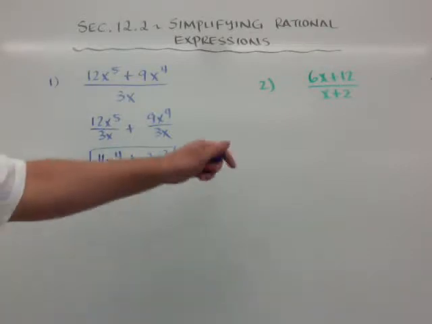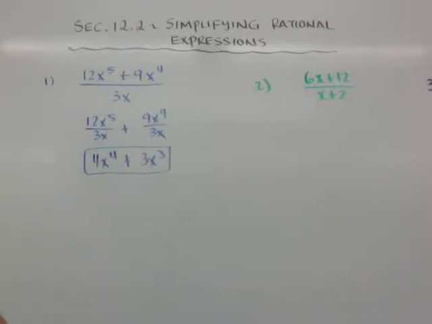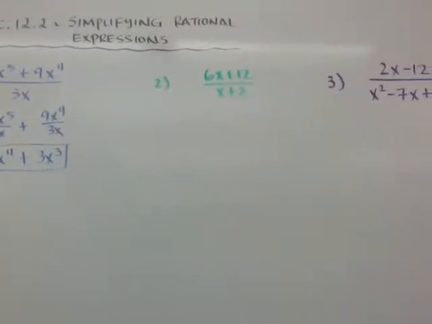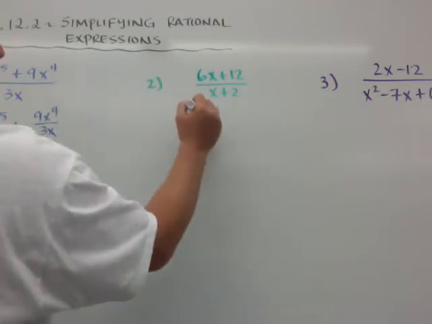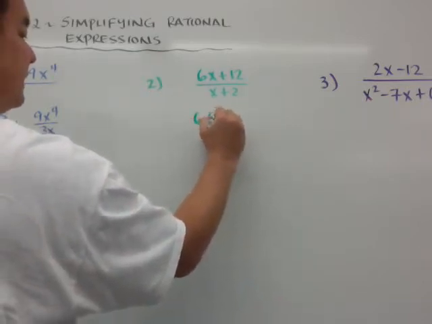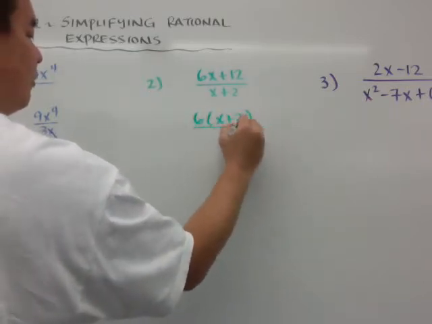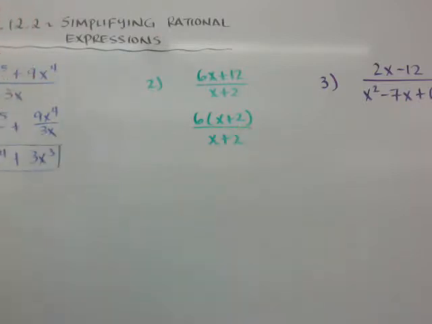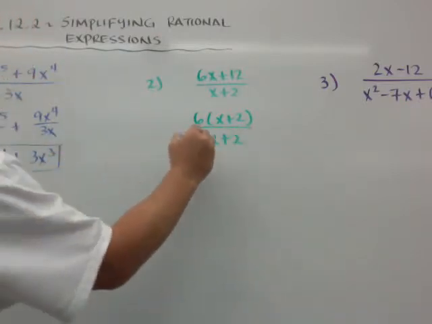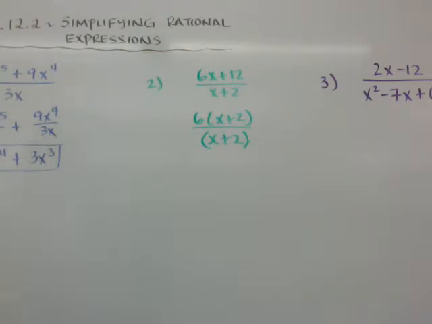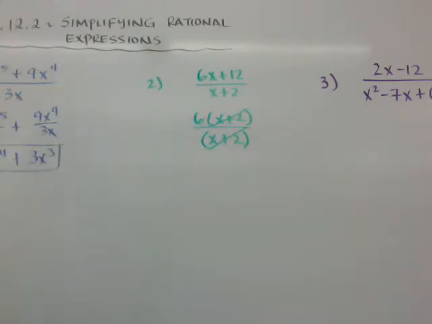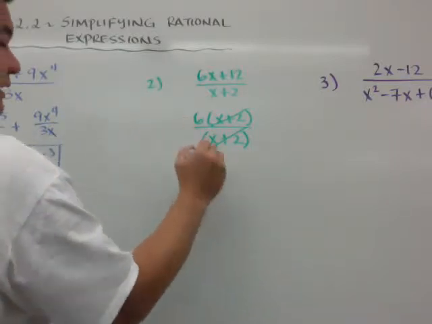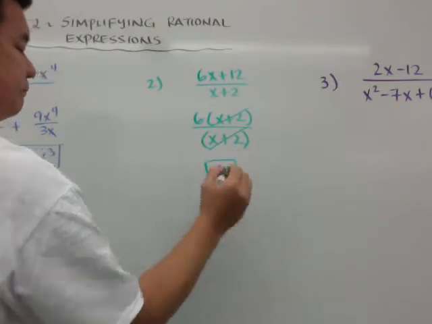Okay, here's another one in green. 6x plus 12 over x plus 2. If you factor a 6 out of the top, you're left with 6 times x plus 2 over x plus 2. And the denominator, because it's a binomial, you have to think of it as having parentheses. And now you can cancel out from top and bottom. And x plus 2 divided by x plus 2 is 1. So your answer is just 6.